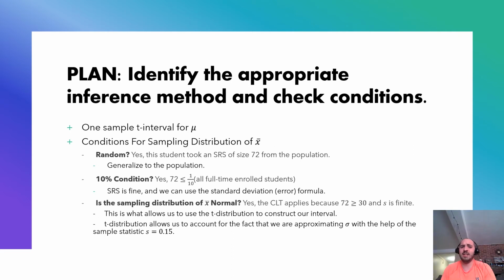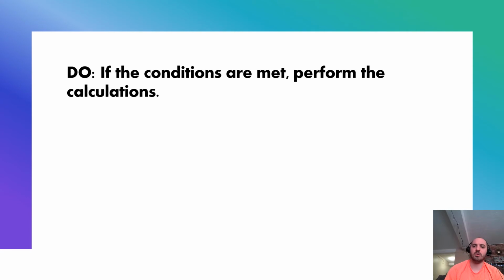So we need a t-interval here. Basically, t-intervals help make up for the fact that we're approximating our standard deviation. That's why we're calling it standard error also. So now we can go to do. So what do we want to do? We want to compute our confidence interval. So where should we start?